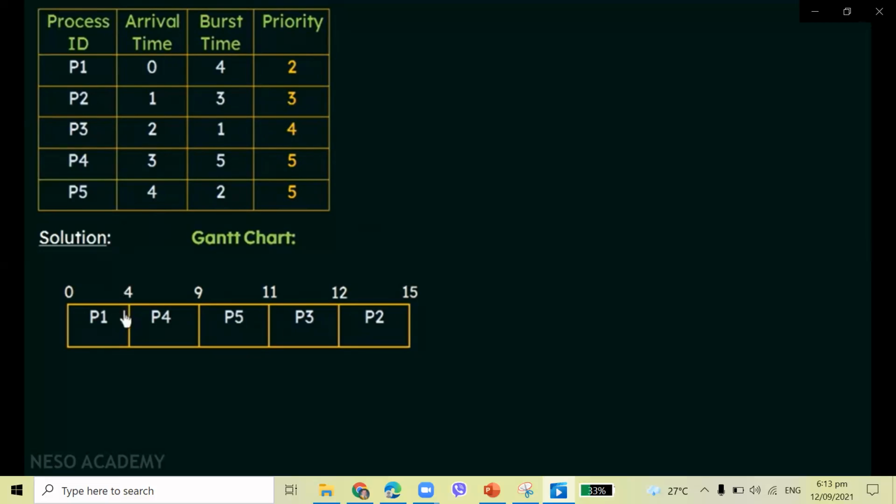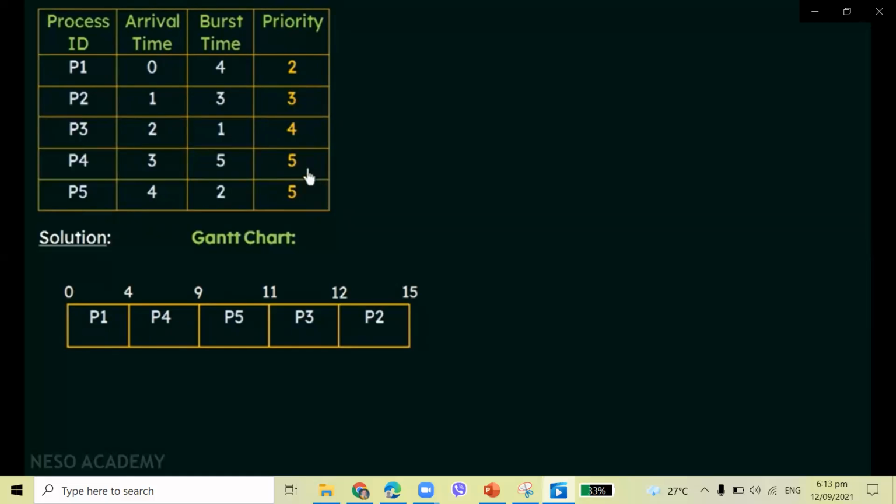Alright, now at the 4th millisecond, P1 completes its execution. The remaining processes are P2, P3, P4 and P5. They have all arrived and are all waiting in the ready queue, so we don't have to worry about the arrival times anymore. What we have to see is which among these 4 processes has the highest priority. We have 3, 4, 5, 5. So P4 and P5 have the highest priority, and either P4 or P5 should get the CPU. Since P4 and P5 have the same priority, who should get the CPU? There is a tie.